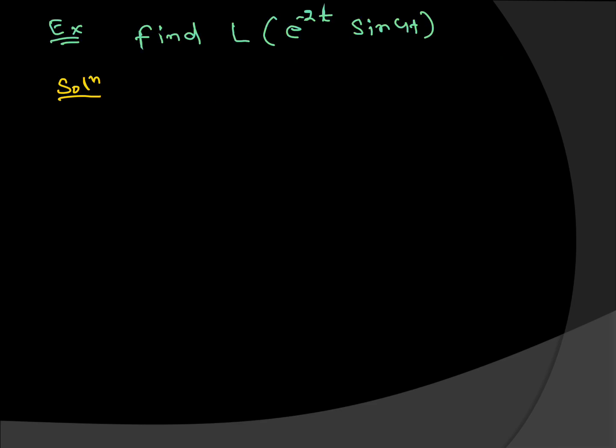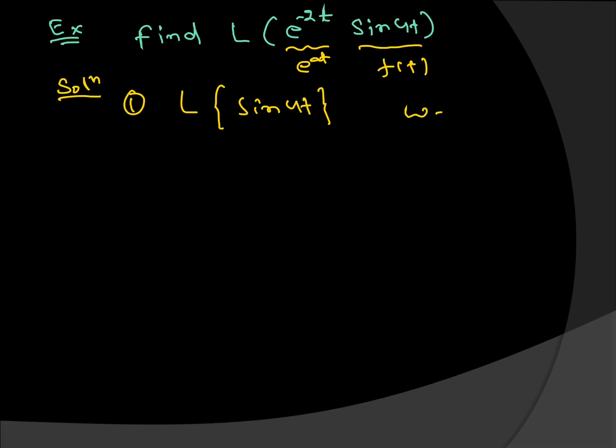In the next question, find Laplace of e to the power minus 2t sin 4t. So first, this is e to the power at and this is f of t. So first we will calculate Laplace of sin 4t. Here omega is 4. We know Laplace of sin omega t is omega divided by s square plus omega square. So directly we can write, omega is 4, 4 divided by s square plus 4 square.